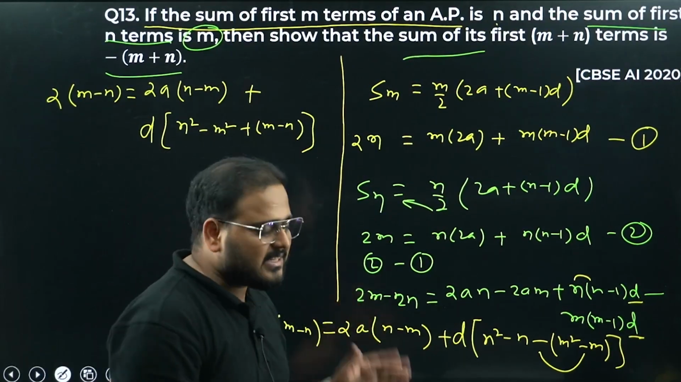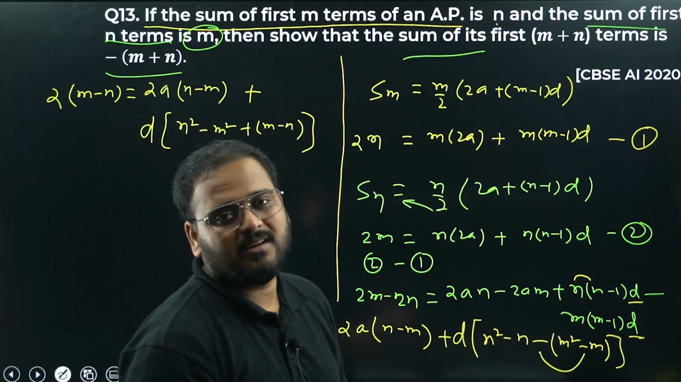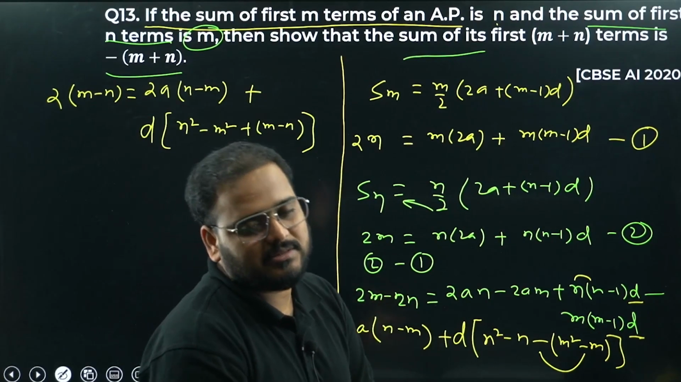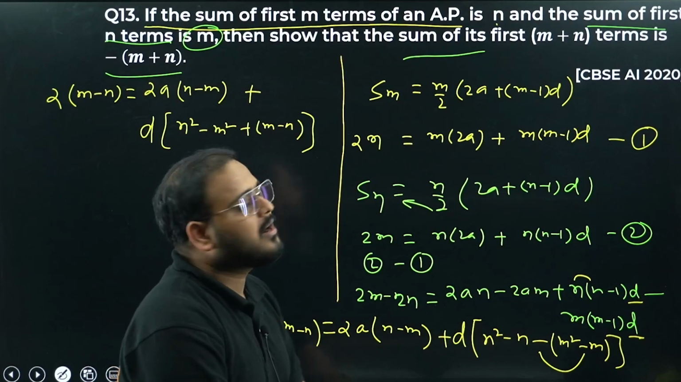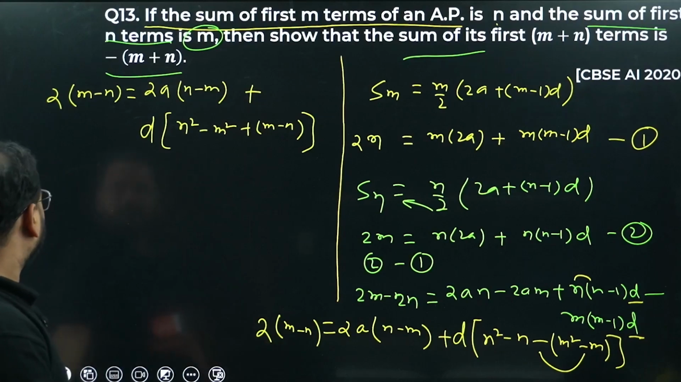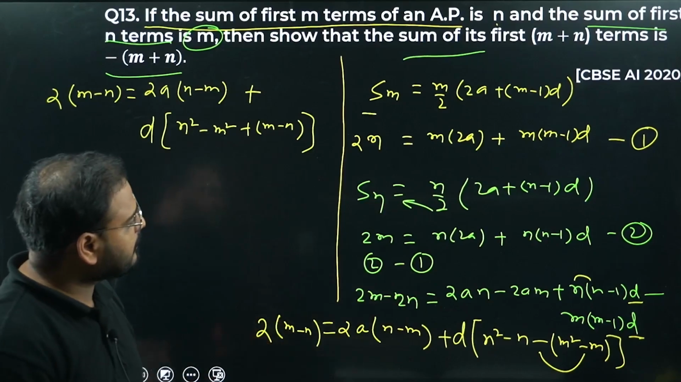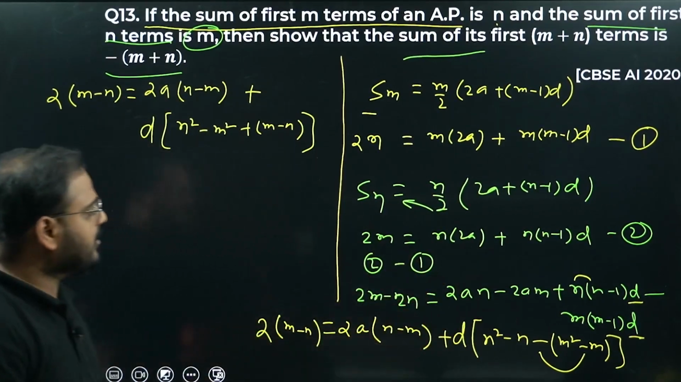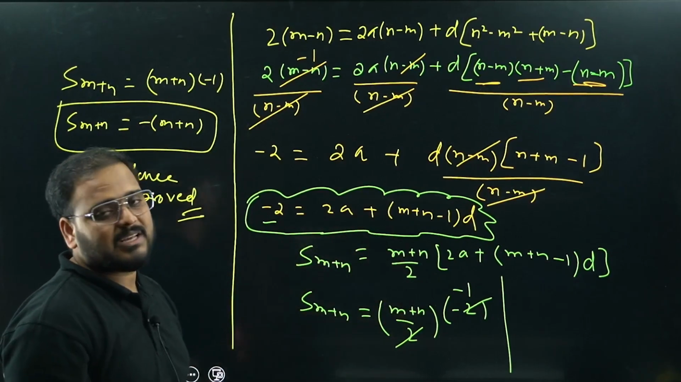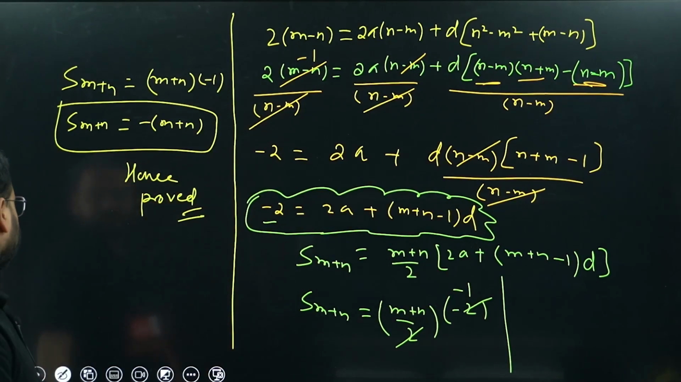As I said, I've set the question paper on difficulty level on purpose because the chapter was very easy. AP is very easy. The chapter quadratic equation is very easy. So the question has to be a little bit difficult. That's why I make the mock test paper difficult, so that you are prepared for the upcoming examination. First I wrote for S of m, got equation number 1. For S of n I got equation number 2. The difference I've taken, simplified in this manner to get this condition 2a plus m plus n minus 1 into d, and got S of m plus n as simply minus of m plus n.